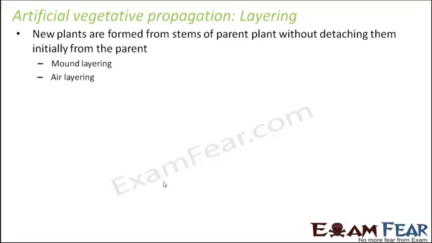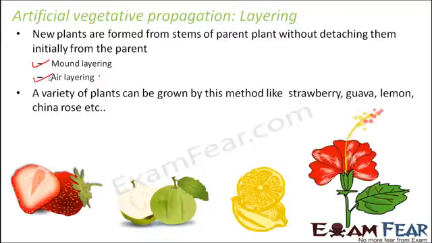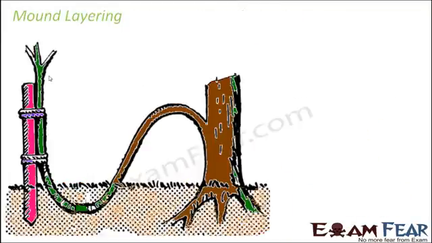Now there are many ways of doing it. Broadly, we can classify them into two ways. One is the mound layering and the other one is the air layering. So let us look at both of these in detail. A variety of plants can be grown by this layering method, for example, strawberry, guava, lemon, China rose, etc. So let us look at the first method, that is the mound layering.